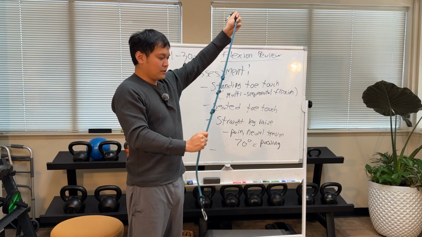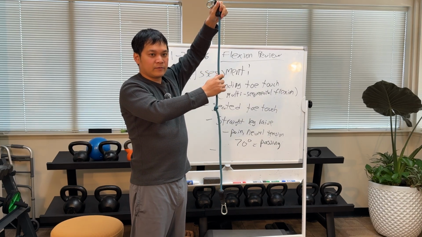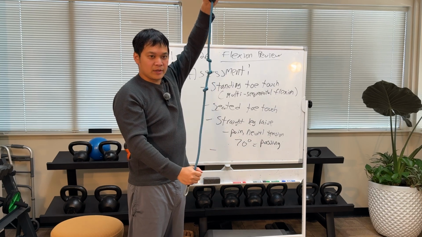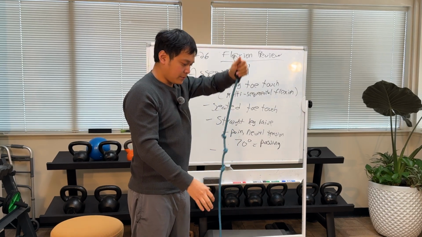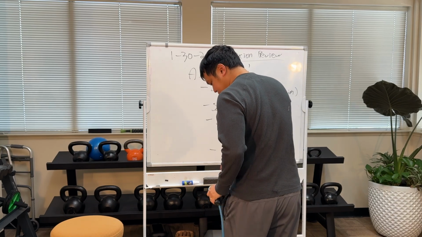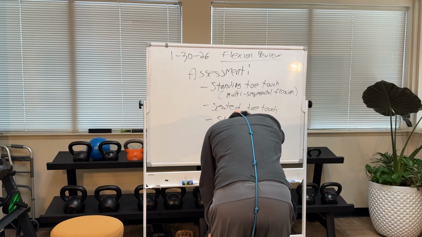Thank you. Right. If anywhere along the chain from head to toe it's restricted, it's going to shorten the entire length of the chain. Right. So now when I try to bend forward, I just can't go. Right.